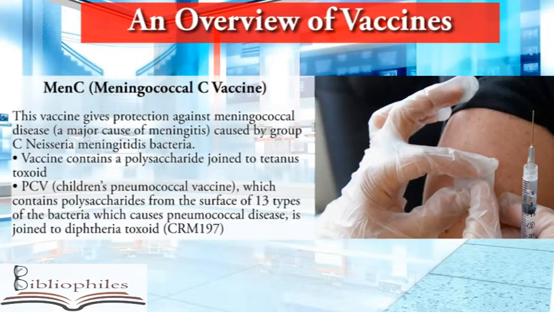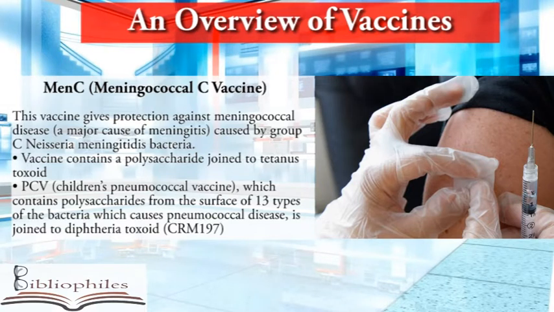And then the MenC vaccine or meningococcal C vaccine gives us protection against meningococcal disease, and this vaccine contains a polysaccharide joined to a tetanus toxoid. And then comes the pneumococcal conjugate vaccine, that is the PCV vaccine, which contains polysaccharides from the surface of 13 types of bacteria which cause pneumococcal disease. It is joined to the diphtheria toxoid. And the PCV7, PCV10 and PCV13 are important pneumococcal conjugate vaccines.